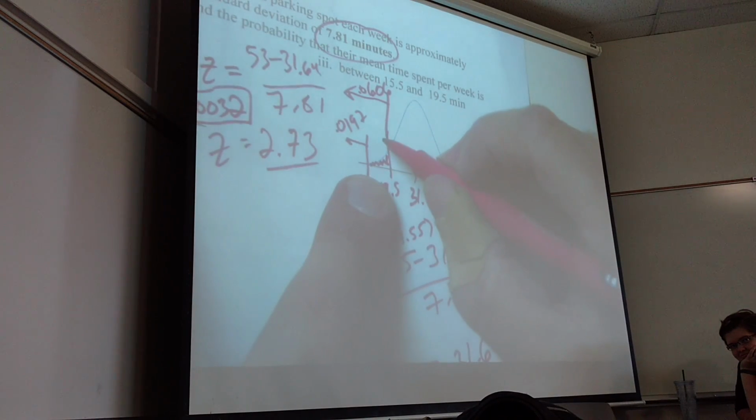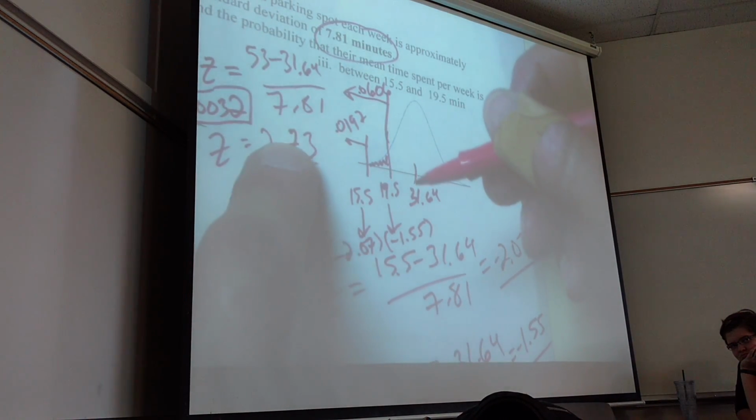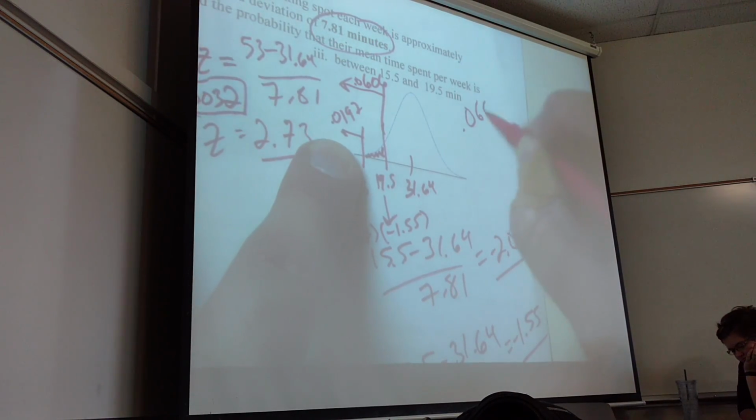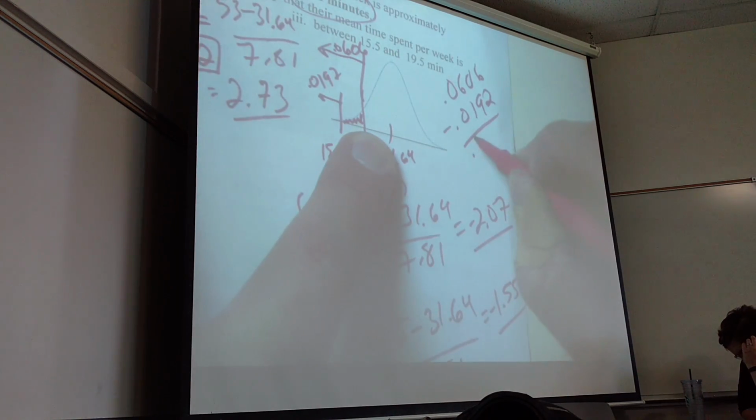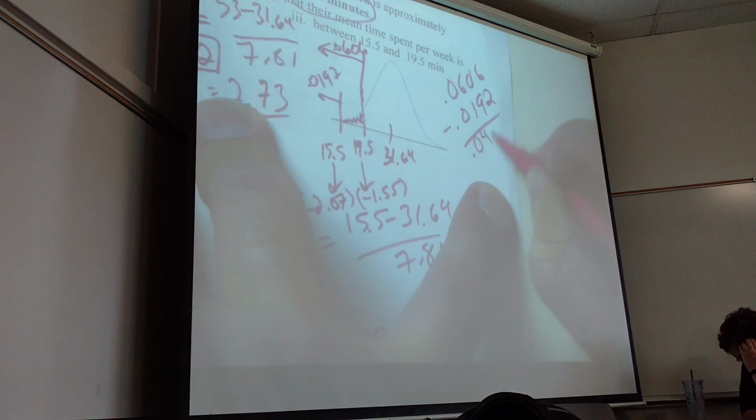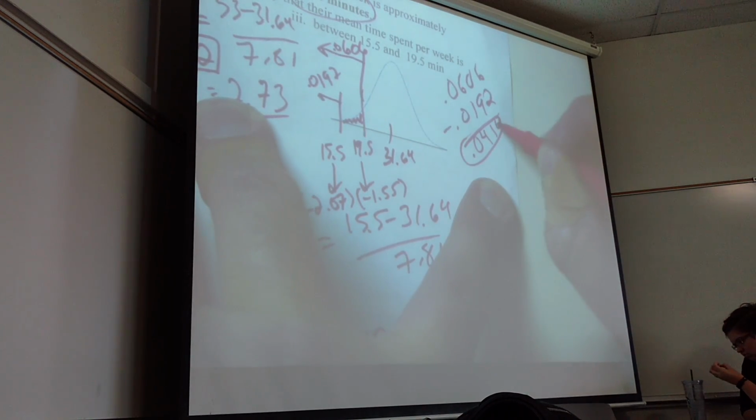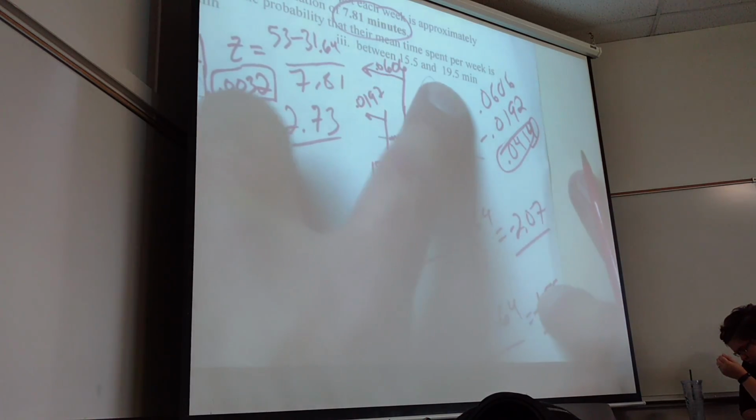So now to find the area between, I just subtract them. Again, that makes complete physical sense. You gotta love that when that happens in math. 0.0606 minus 0.0192 is something or other. I don't know. 0.0414. So about a 4.14% chance that somebody would take between 15 and a half and 19 and a half minutes.